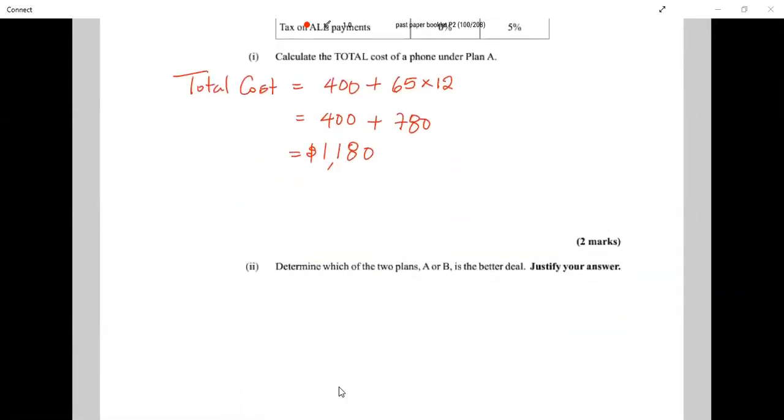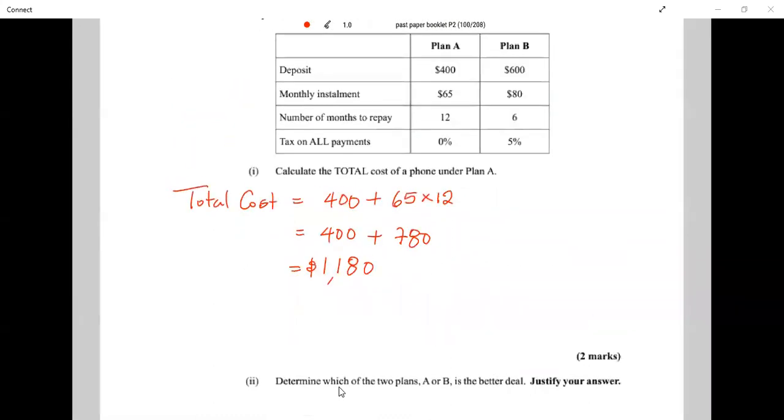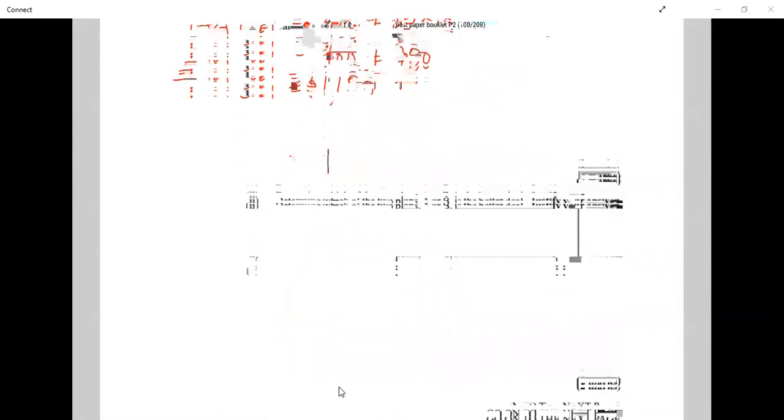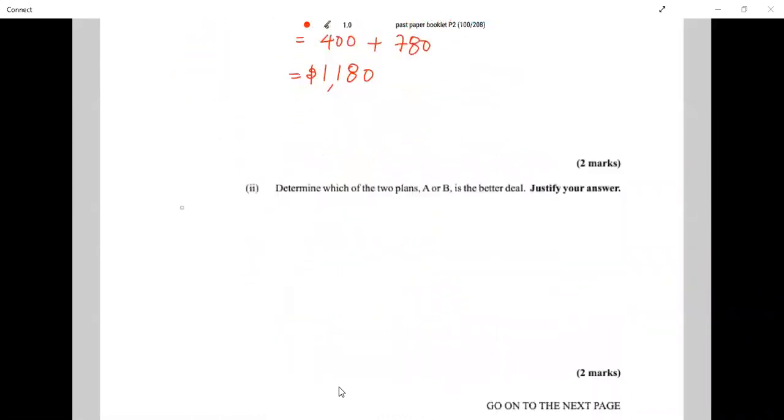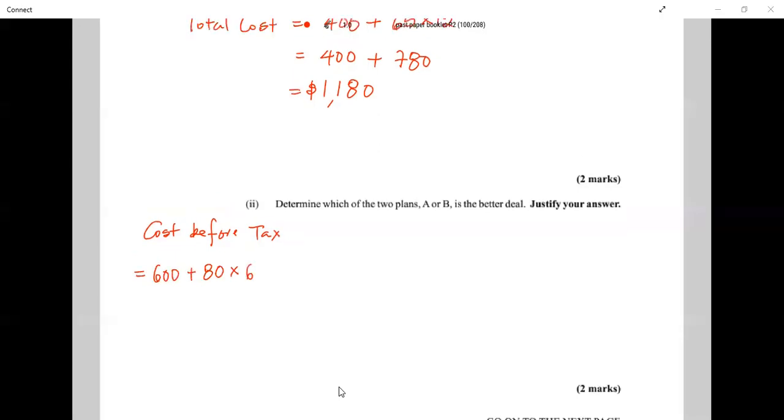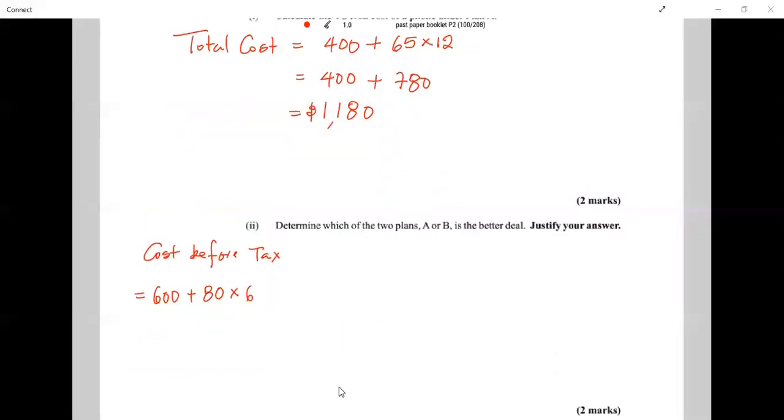In order for us to do that, we need to determine the cost on Plan B. So on Plan B, let's determine the cost before tax, because on Plan B you have to pay a tax. So it's $600 deposit plus $80 every month for 6 months. I think that's what I saw. Yes. So this is the cost before tax.